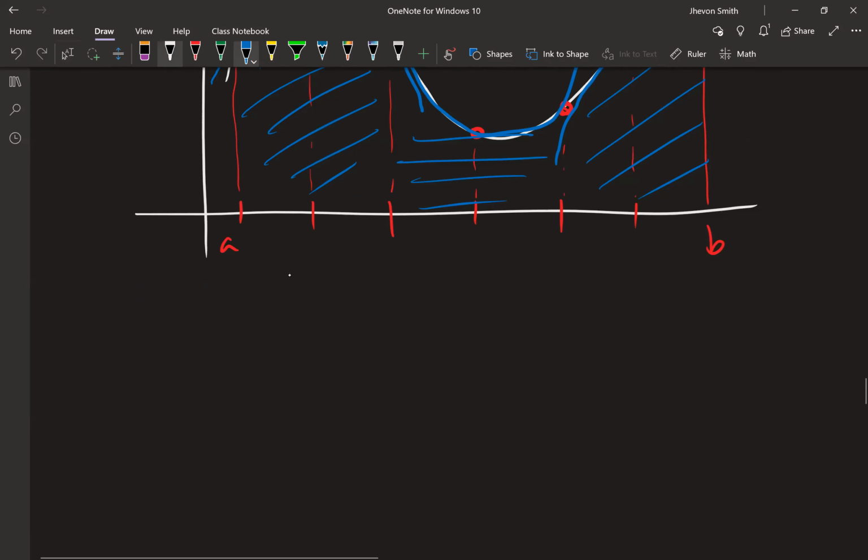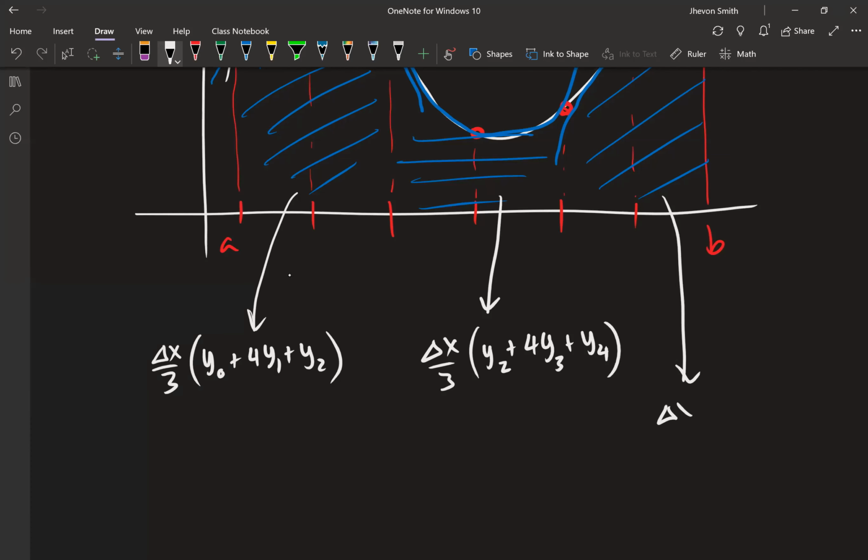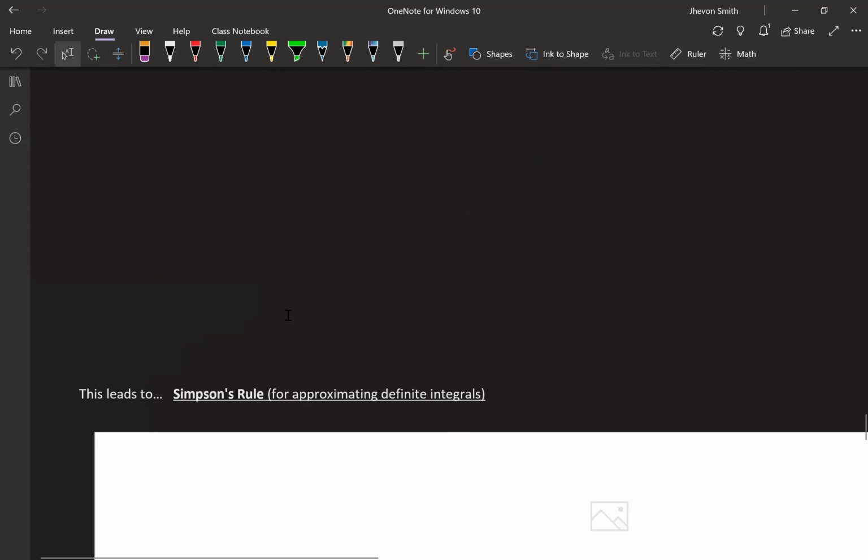However, what we can now realize is that the area is going to be delta x over 3 times y0 plus 4y1 plus y2. The area under this guy is going to be again delta x over 3, and that guy is going to start at y2 and then 4y3 and then y4. And then this guy is going to be delta x over 3 times y4 plus 4y5 plus y6 and so on.